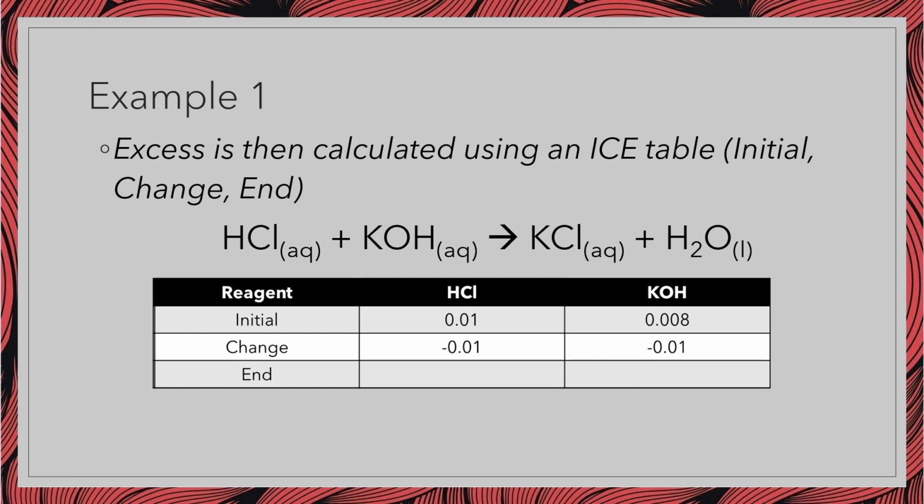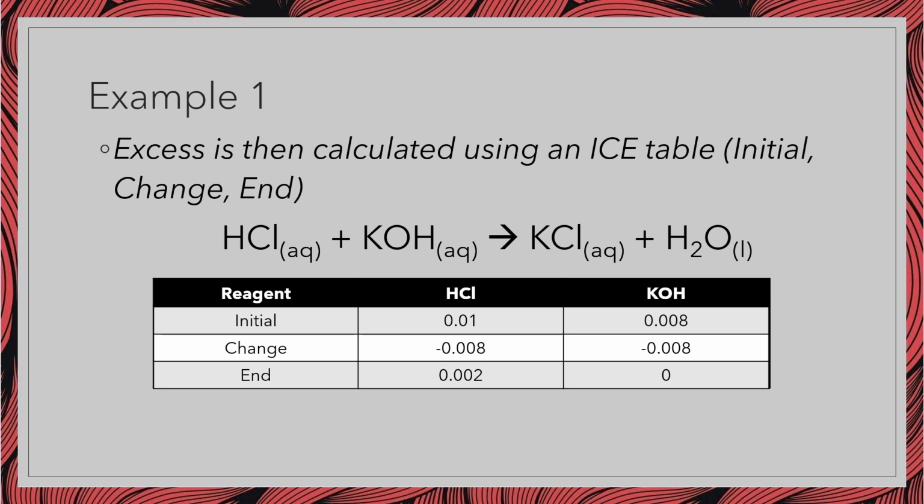If we choose to take them down by 0.01, the amount that the HCl has gone down by, then our potassium hydroxide also has to go down by 0.01. But this gives us a negative amount at the end, and we can't have negative molecules, so we have to make sure it's positive. If we take them both down by 0.008 on the other hand, then we're left with 0.002 of hydrochloric acid and no potassium hydroxide. So we know that that's the right one to use.